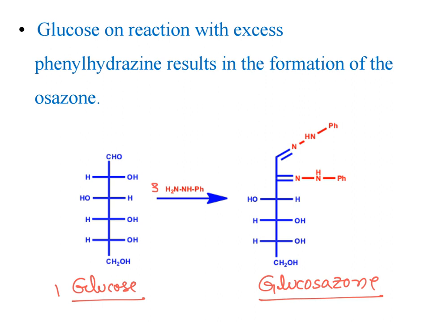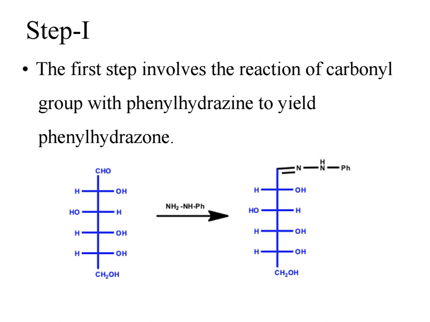Let's see step by step how glucose forms glucosazone. Mechanism of glucosazone formation: in the first step, glucose reacts with the first mole of phenylhydrazine, and here it is a condensation reaction. The aldehyde carbonyl group and H2 from phenylhydrazine are eliminated as a water molecule, which forms phenylhydrazone. This is the first step of the reaction. After forming phenylhydrazone, it undergoes rearrangement.